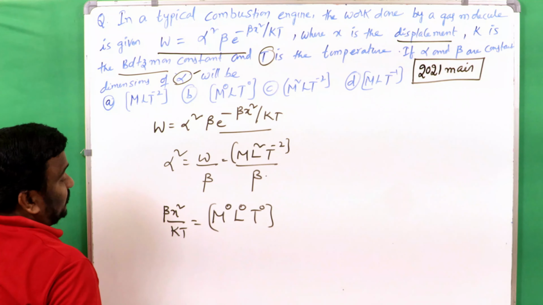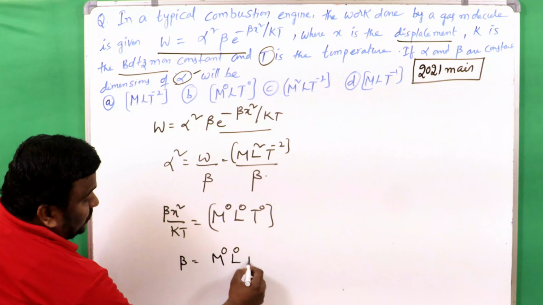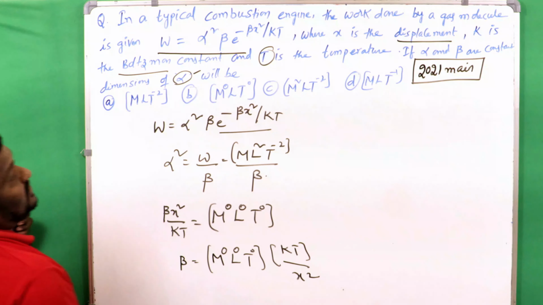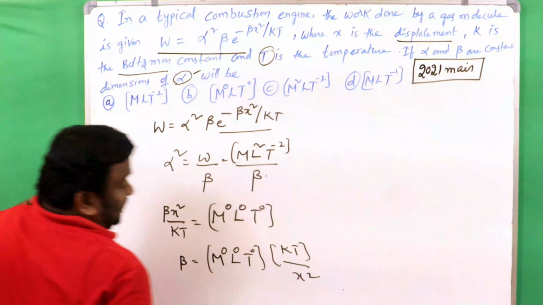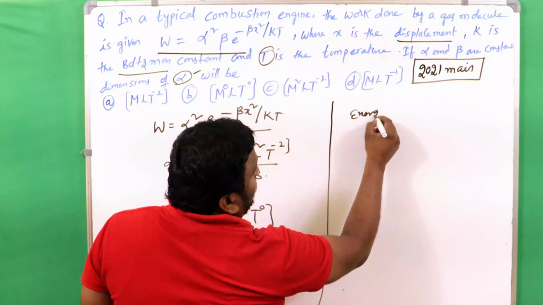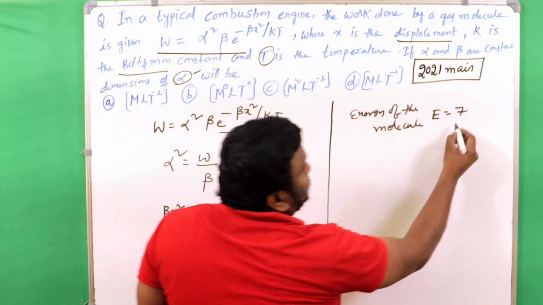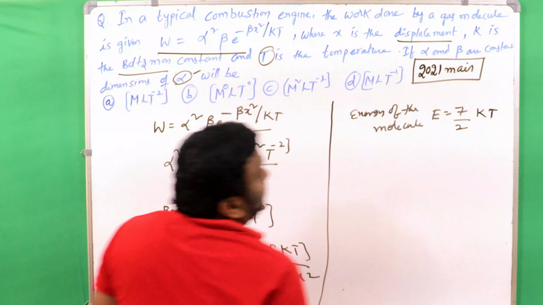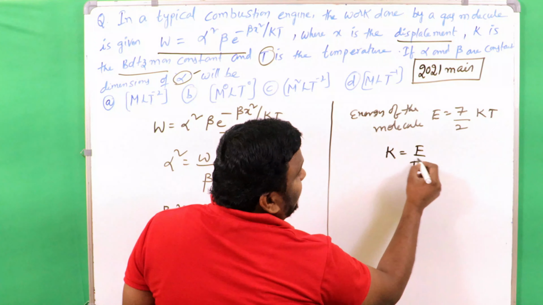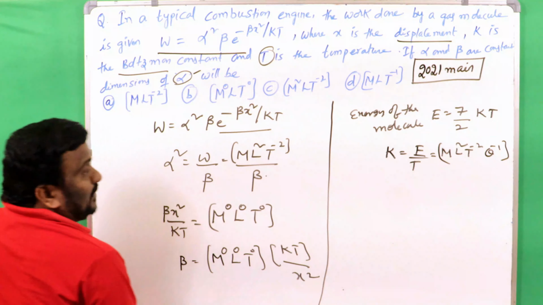Clear? After that, β is equal to M⁰L⁰T⁰ into kT by x². K is the Boltzmann constant and T is the temperature, and x is the displacement. While we are doing the combustion process, the energy of the molecule can be taken as E = 7/2 kT. Here 7/2 is a number, T is the temperature and k is the Boltzmann constant. From that k is equal to E by T. What is E? Energy, ML²T⁻². So k is ML²T⁻²θ⁻¹. Already we have the dimension formula of k.